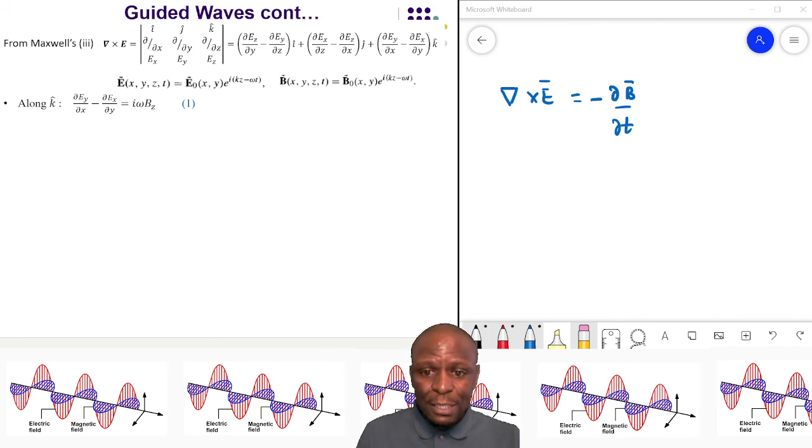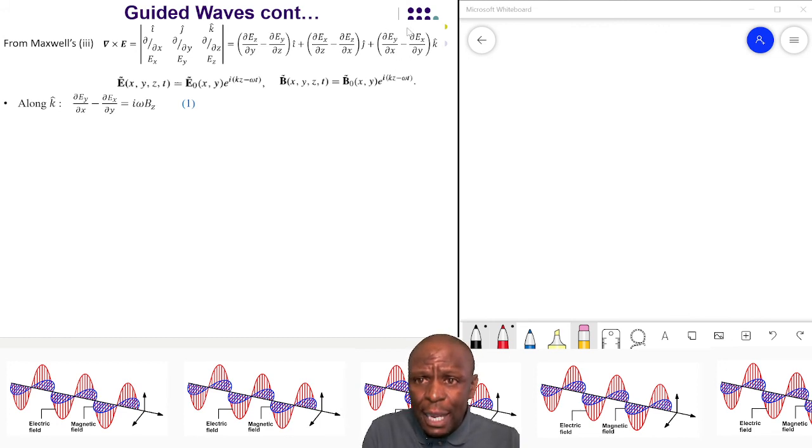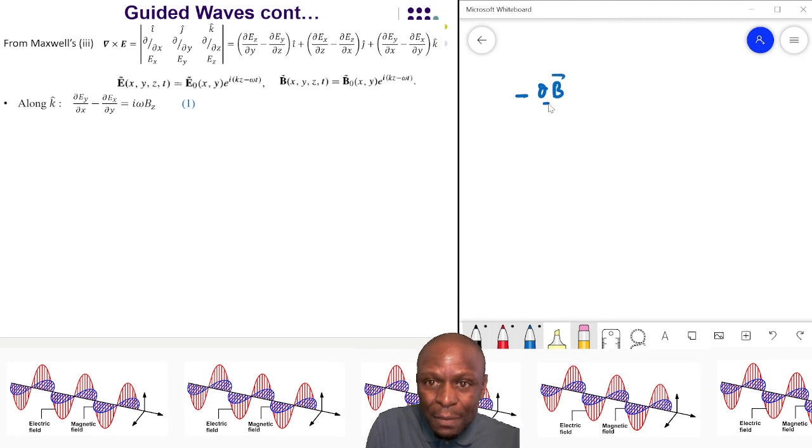Now let us take it separately, from each and every direction. For example, along the k direction, if you take the curl along the k direction, the magnetic field will be in z. So this part here, I'm putting it here. Now remember, the right hand side is nothing else but the negative rate of change, dB/dt. If you do the negative dB/dt, you are just going to have minus i omega, multiplied by the B in the Z direction.